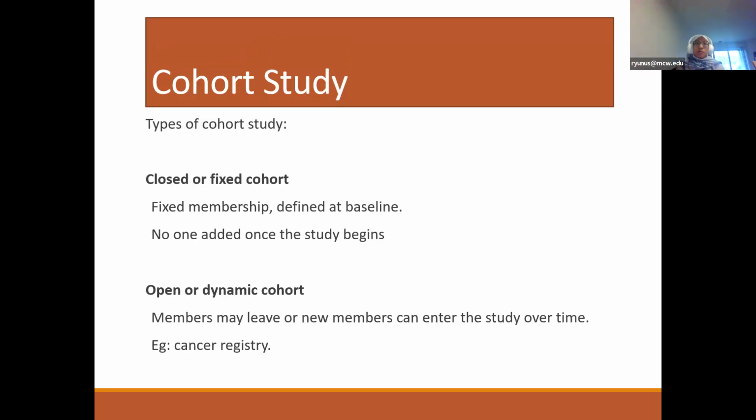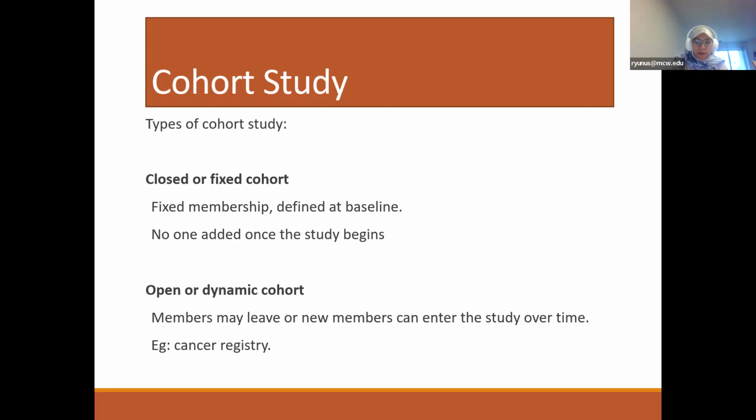Now, there are different types of cohort study. You can maybe say either it's closed or fixed cohort, or open or dynamic cohort. So what does this mean? If your study is a closed cohort, right, it simply means that you have a fixed membership that you have defined at baseline, and you do not add any more study subjects once your study has started. If it's an open cohort, it's the opposite. That means your study is kind of dynamic in the sense that your subjects, your respondents can leave, and therefore new members can enter the study over that study period.